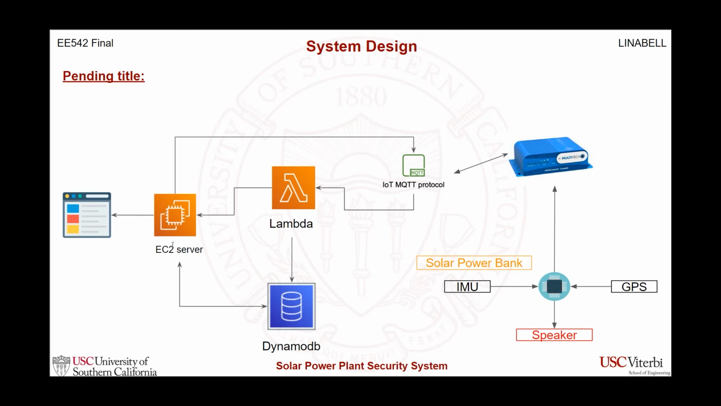And according to the data from the database, it will run a real-time map to show the real-time location of each solar panel. Therefore, the user can check the location of the solar panels. And based on the order from the user, the EC2 server will send the command back to the gateway through MQTT to control the speaker.